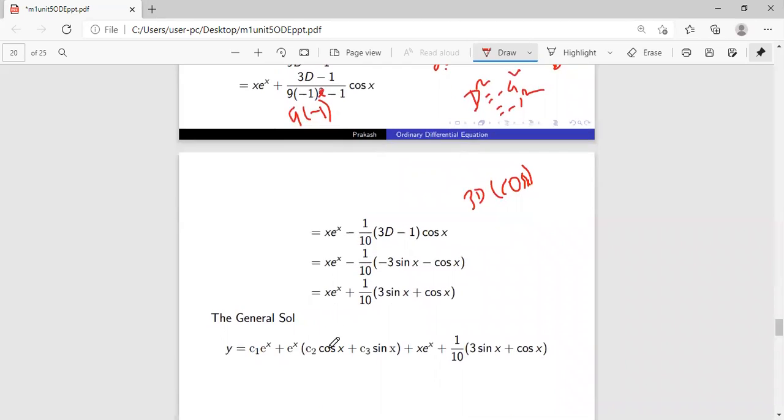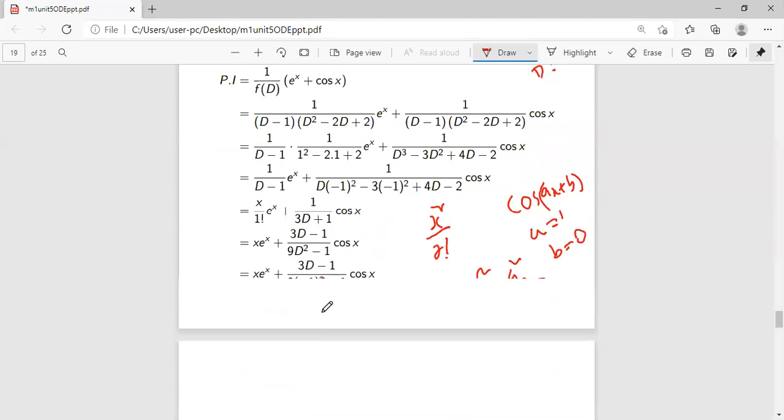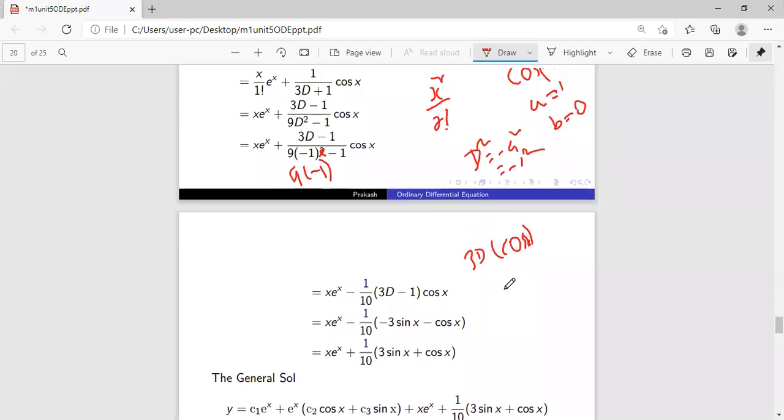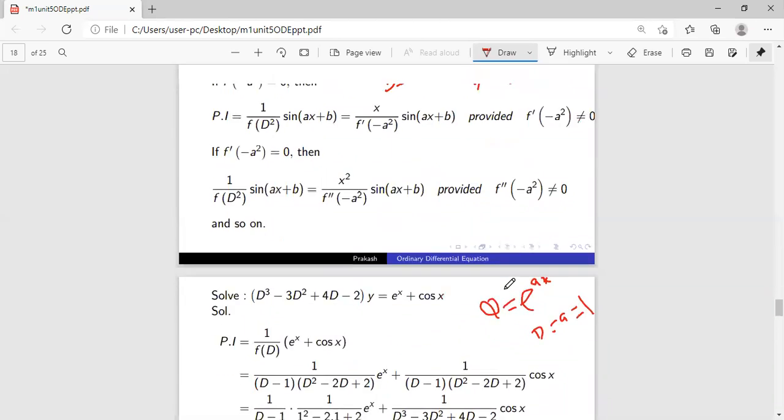Therefore, we can write the general solution. When finding the complementary function, we get the roots: one pair of roots is complex and another root is real. Therefore, I can write c1 e^x + e^x (c2 cos x + c3 sin x) plus the particular integral x e^x + 1 by 10 (3 sin x + cos x). So this is the procedure for this type.